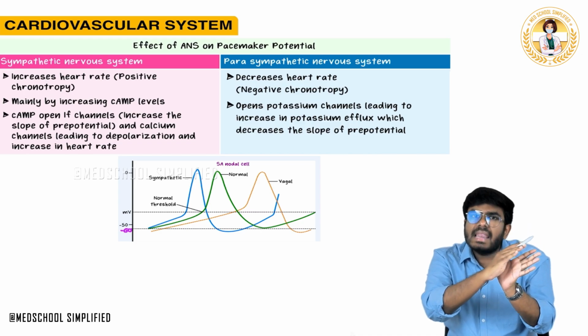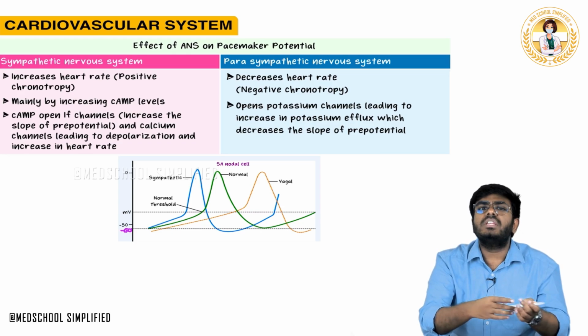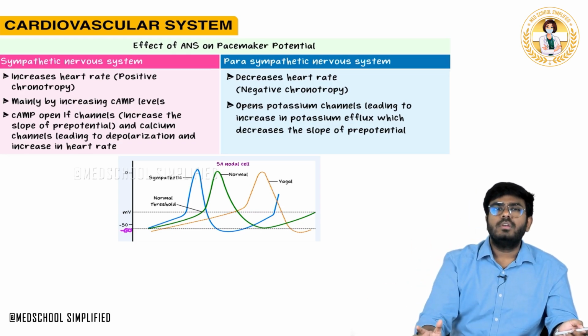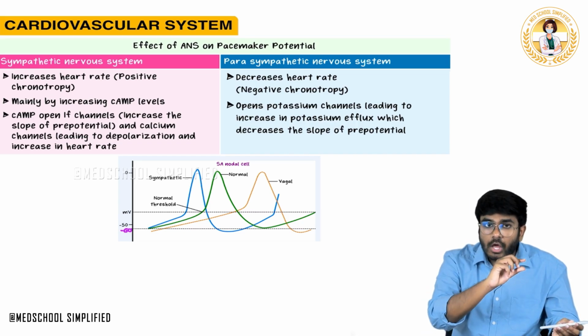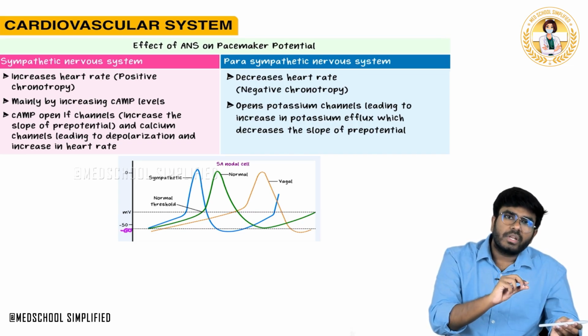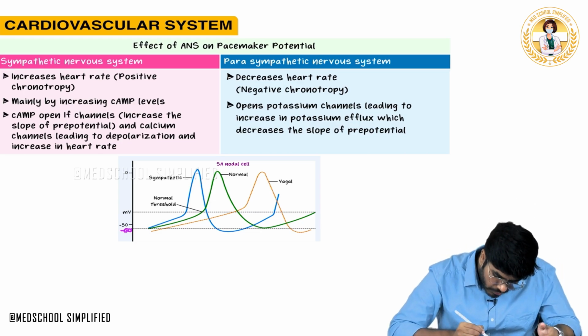Potassium wants to leave the cell. Potassium is a positive charge, so continuously positive charges are going out, going out, going out. Positivity is going out, so now the cell is inactive. Now it will take a lot of time for the membrane potential to move from -60 to -40. That's what I have shown you in the image.